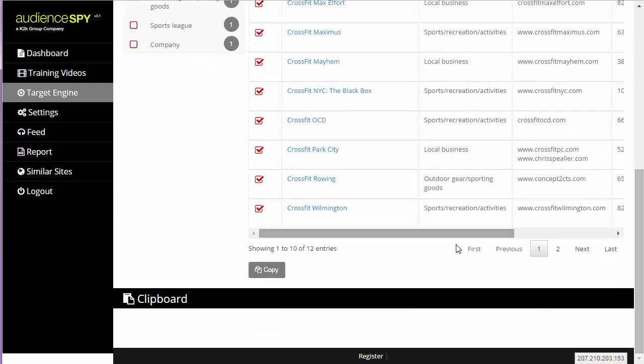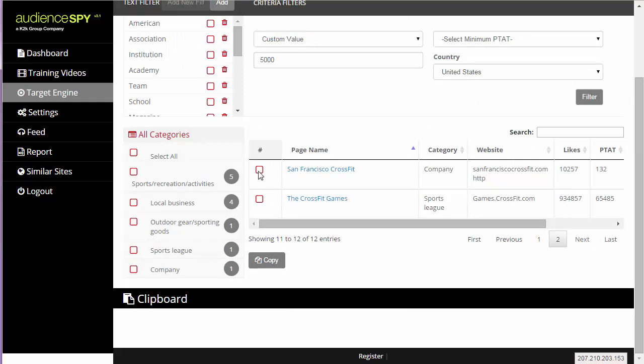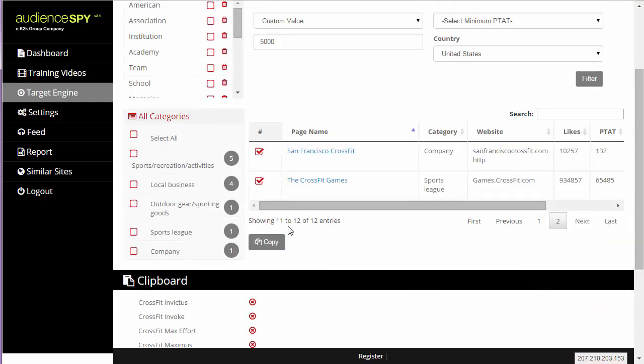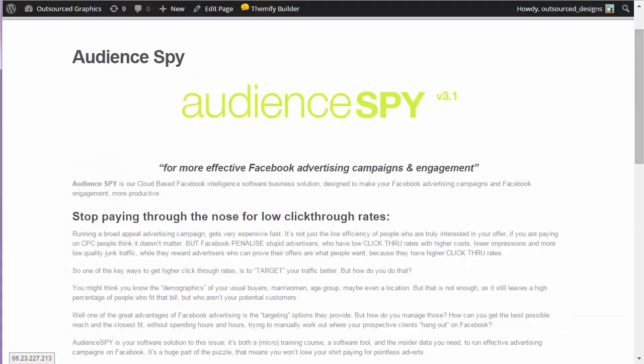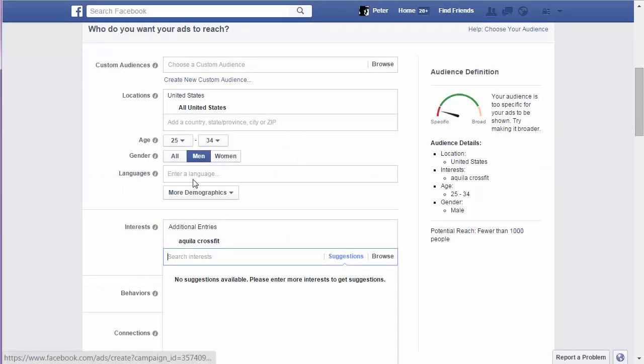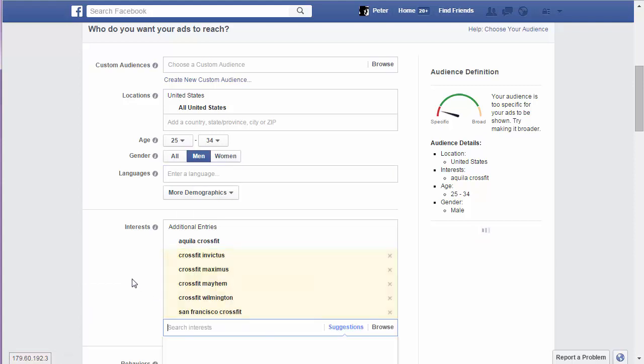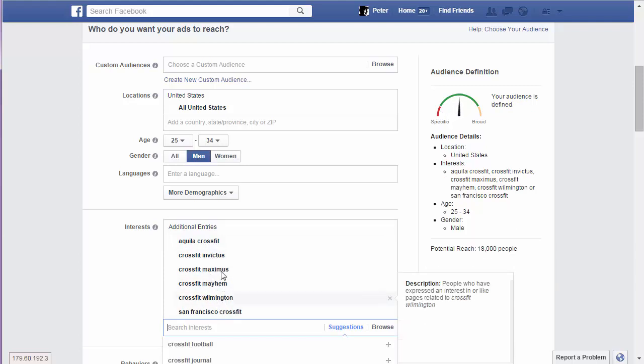So let's see which of these... There we go. So we've got all of those. Now let's go to our Facebook Ads Manager. I keep bringing up the wrong tab there. Let's just see if any of those are in. There we are. So these 5 here, they were popular enough to be in there.